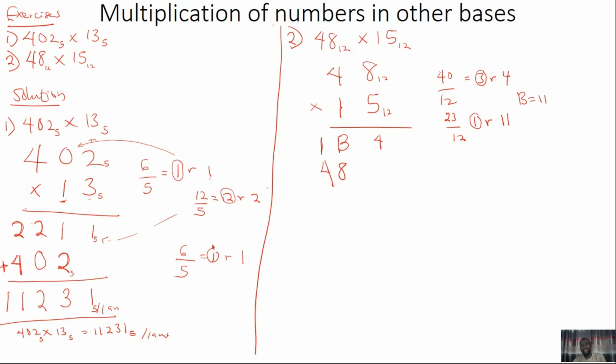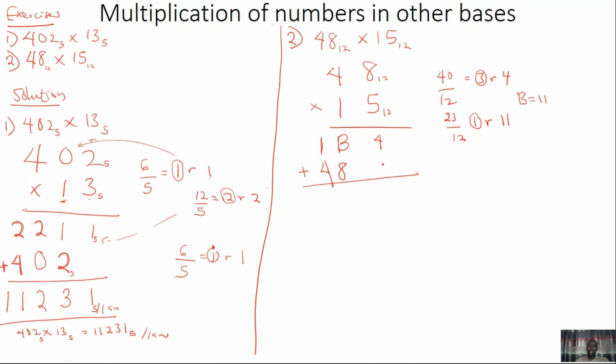Now, since we are done with multiplying each of the digits of the numbers with one another, the next thing to do is to add these numbers together. Now, let's do the addition. I'll still refer you back to my tutorial on addition of numbers in other bases. That will help you to understand the addition that we're going to do here. I'll try as much as possible to explain it for you to understand.